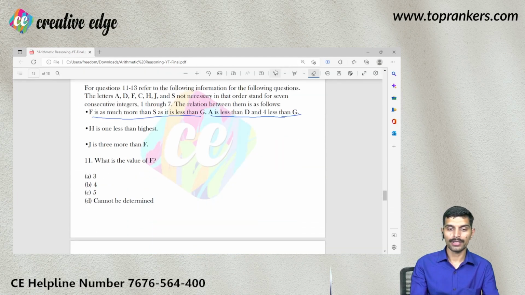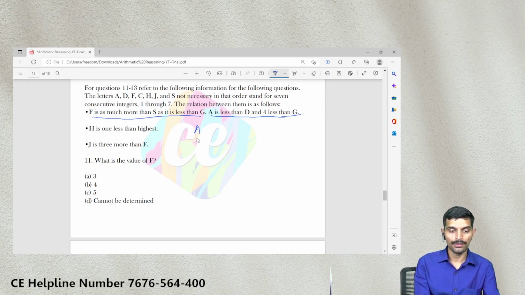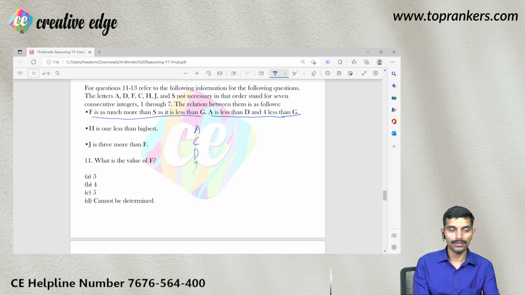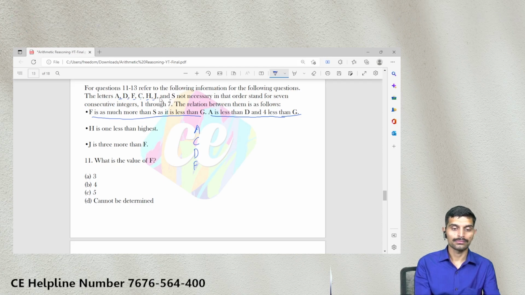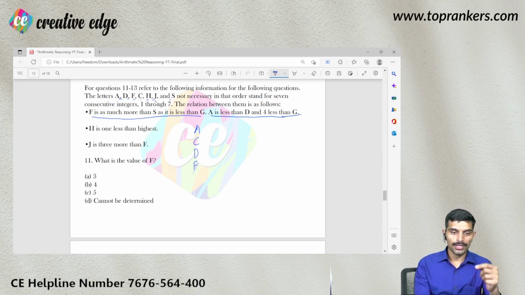Let's move to the next, write down the letters. The very first letter I have is A, then I have C, then D, E, F, F is there, G, H, G is there. 1, 2, 3, 4, 5, 6, 7. So there has to be some error because here G is not there and here G is happening.